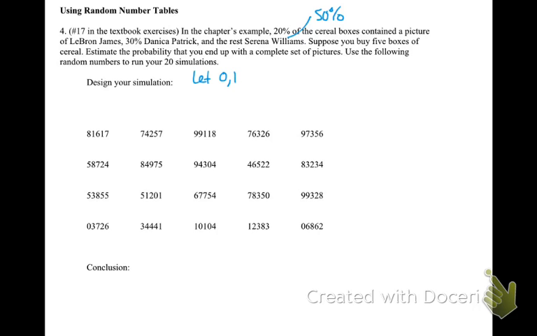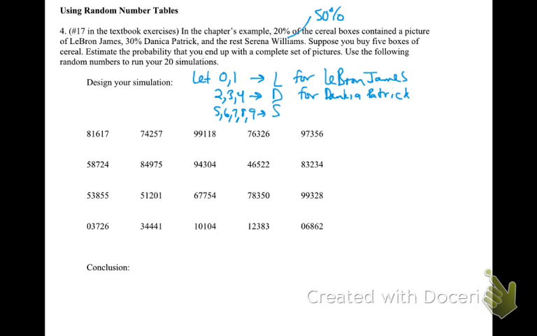So what I'm going to do is I'm going to start off by letting 0 and 1, you can choose actually any numbers that you want, but I'm just going to start at 0. 0 and 1, that's going to be a box that has LeBron James. It's a little hard to write with a stylus pen. Okay, I'm also going to let, since there's 30% Danica Patrick, 2, 3, and 4, the next 3 numbers, be represented by D for Danica Patrick. And the remainder, 5, 6, 7, 8, and 9, are going to be Serena Williams.